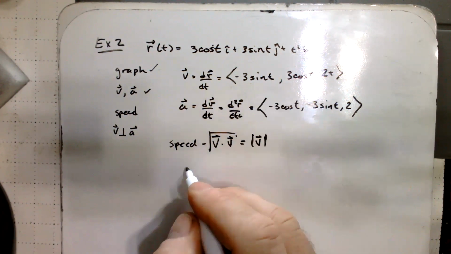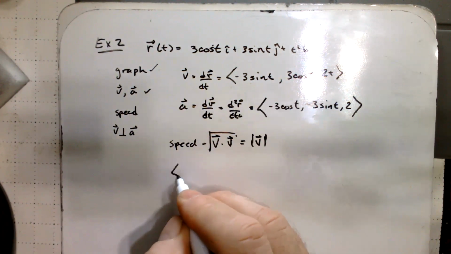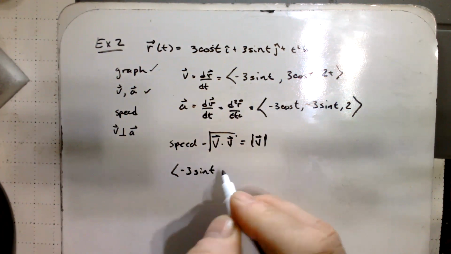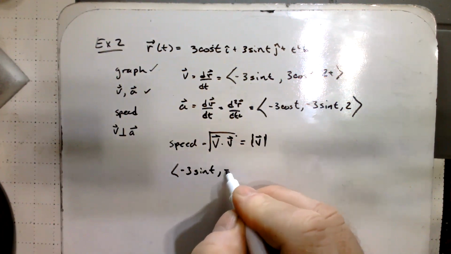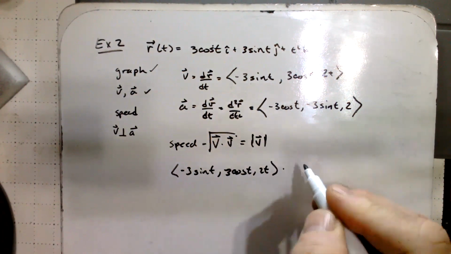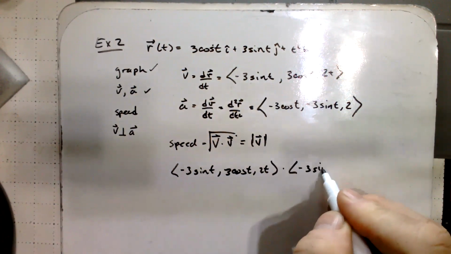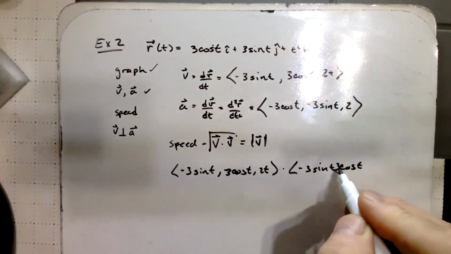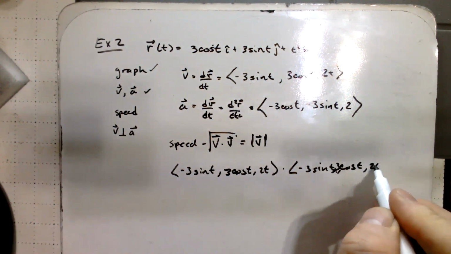All right, so if we do the dot product of v with itself, we're going to get negative 3 sine t, 3 cosine t, and 2t, dotted with negative 3 sine t, 3 cosine t, and 2t.